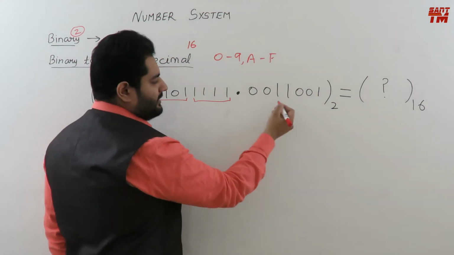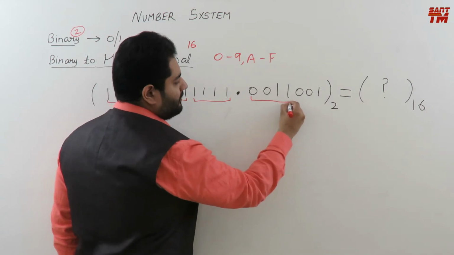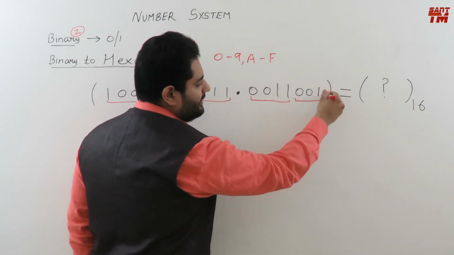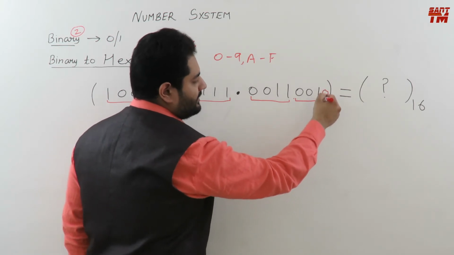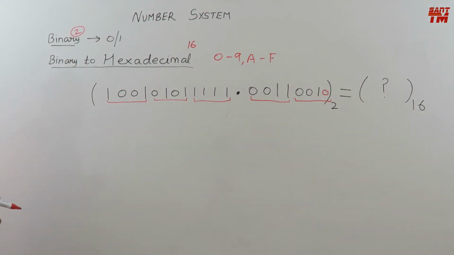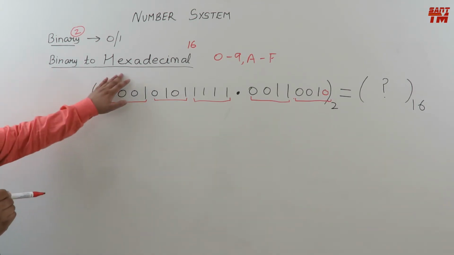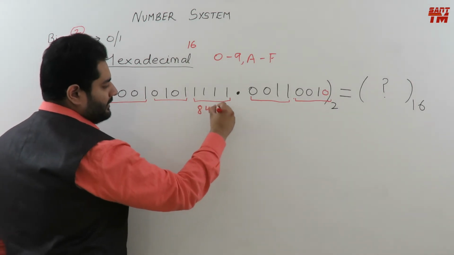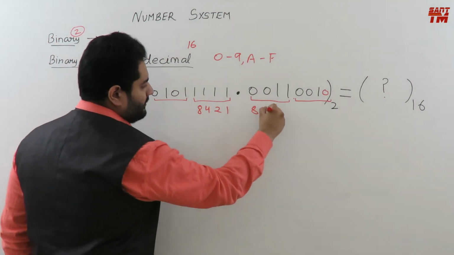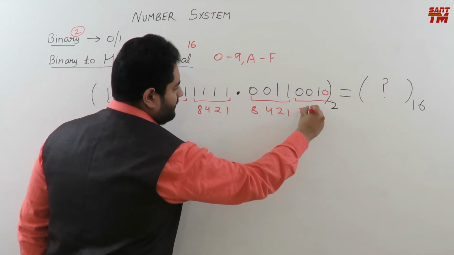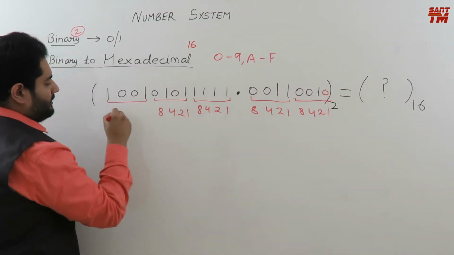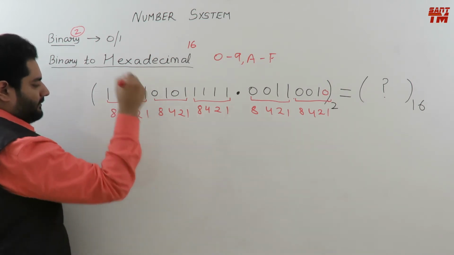And here, towards the right of the point, we will start from here. Combination of 4. Combination of 4. Here there are only 3, so we will add 0 ourselves. Now in case of octal, we wrote 4 2 1. In case of hexadecimal, we will write 8 4 2 1 under each quadruplet.